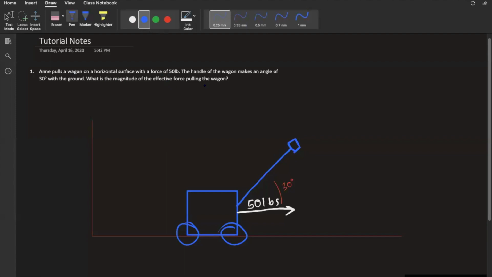What is the magnitude of the effective force pulling the wagon? The reason that this one is a little bit different from the first one is because the force in the first one is being pushed down. So when you're talking about the first one, you're talking about negative something j. Here, we have a vector at 30 degrees, and we also have a vector of magnitude 50 pounds, but this vector is not being pulled straight up and down. It's actually being pulled to the side. Does that make sense?